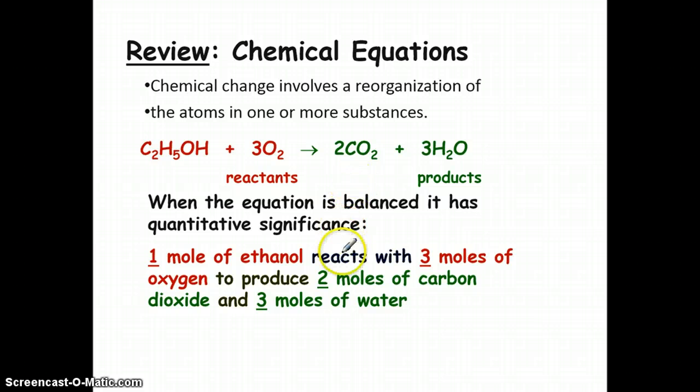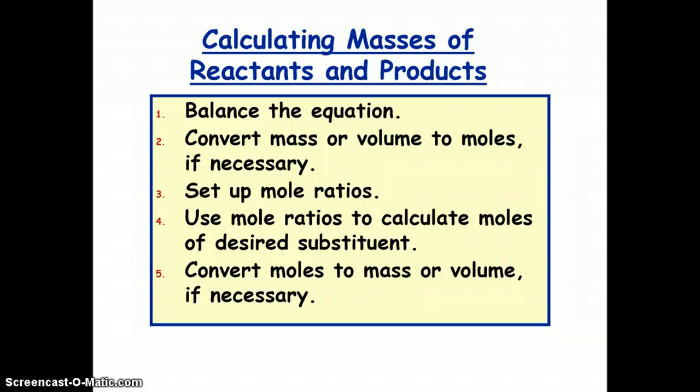When you balance the equation, it has a lot of quantitative significance. So you can use the coefficients in front to help you solve problems and convert from one substance to another. So you have 1 mole of ethanol and 3 moles of oxygen that react to produce 2 moles of carbon dioxide and 3 moles of water. So there is definitely significance in those numbers in front when you balance an equation.